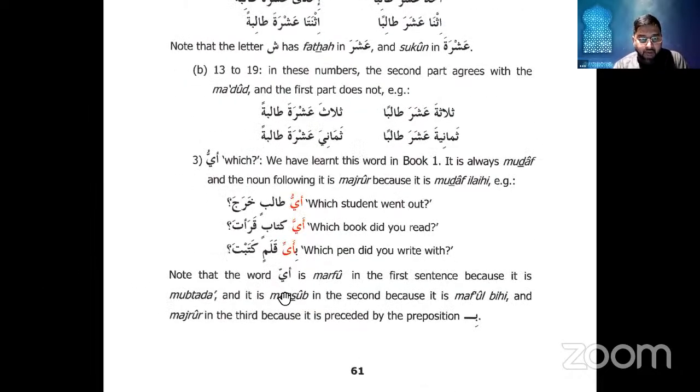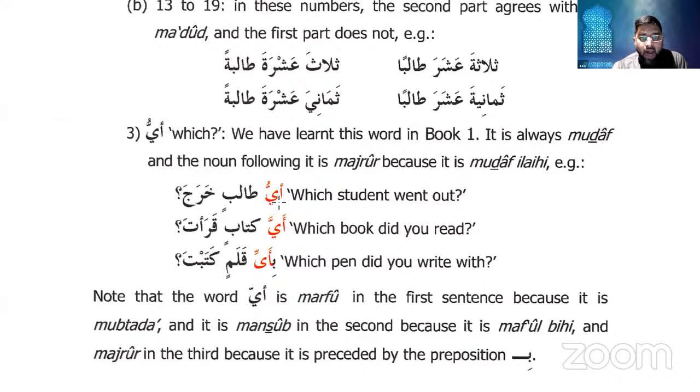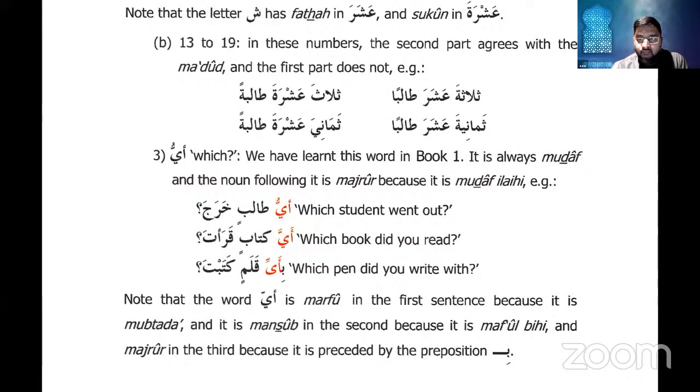Over here, we are told that the word ayu is marfu. When it says marfu, it means that it comes with a dhamma. Ayu talibin, it's mudaf and mudaf ilay. In this first sentence, because it is marfu, it is mubtada. So what's happening here? Ayu talibin, after becoming mudaf ilay, becomes the actual subject of the sentence. So mudaf ilay can come as a mubtada, the noun which starts the sentence.